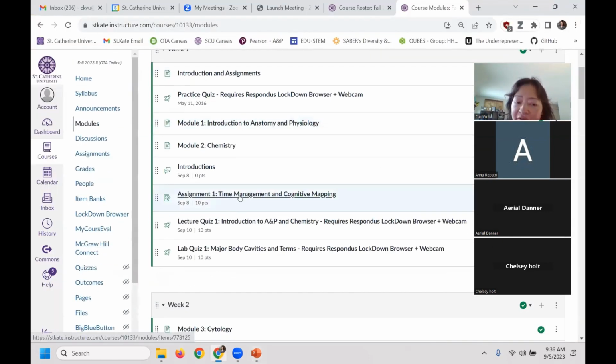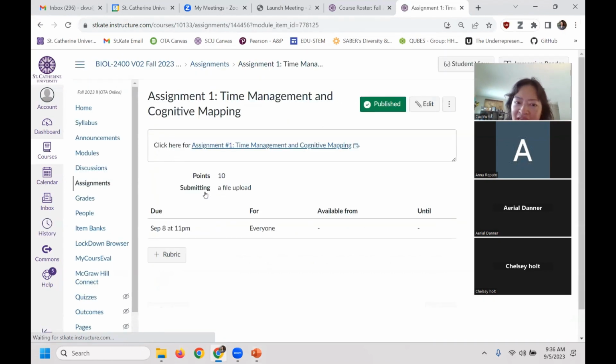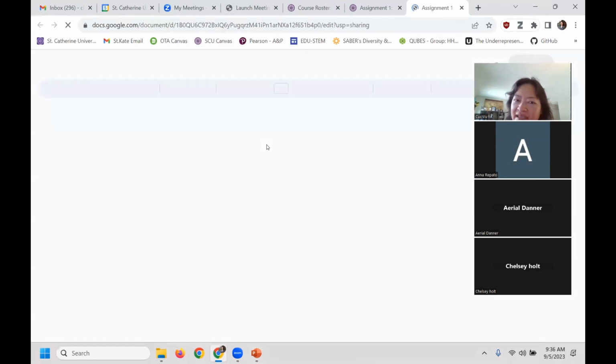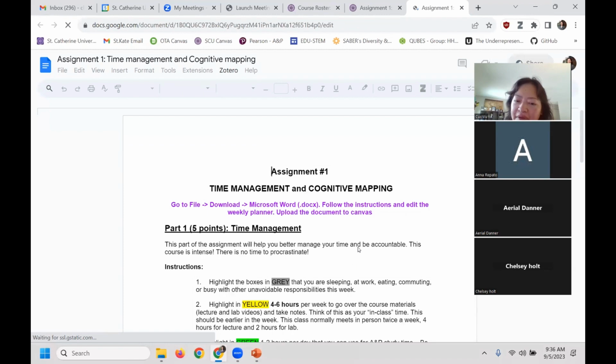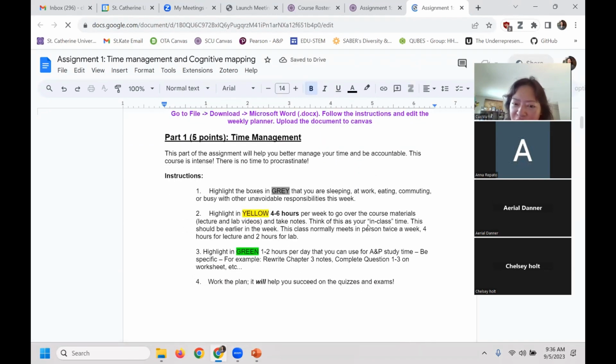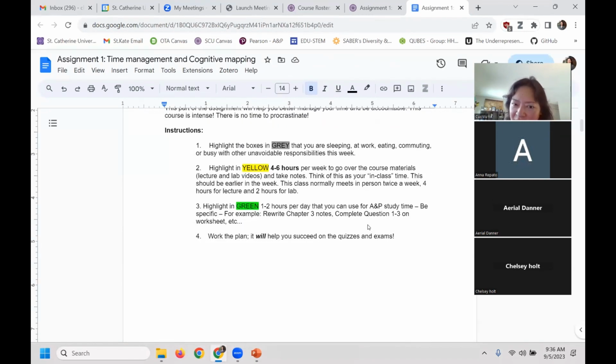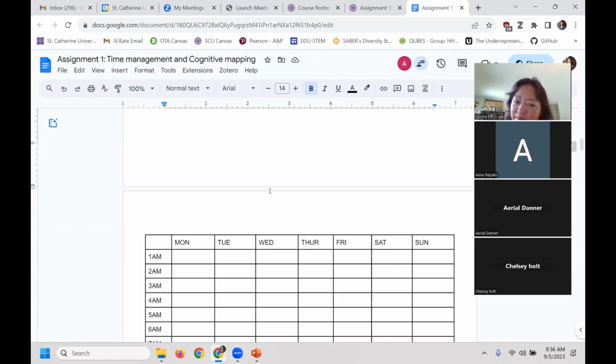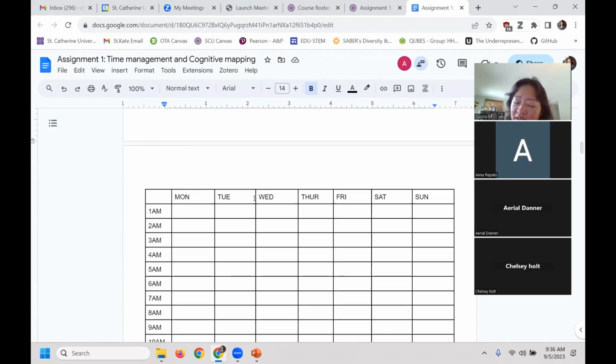So the assignment right here, your first critical skills assignment, is on time management and cognitive mapping. The time management may not be that useful, but for students who haven't been to school for a while, you tend to forget how much time you need. That's why we have this assignment, to help you realize that you need a lot of time, especially if you're a busy person, to kind of outline it.